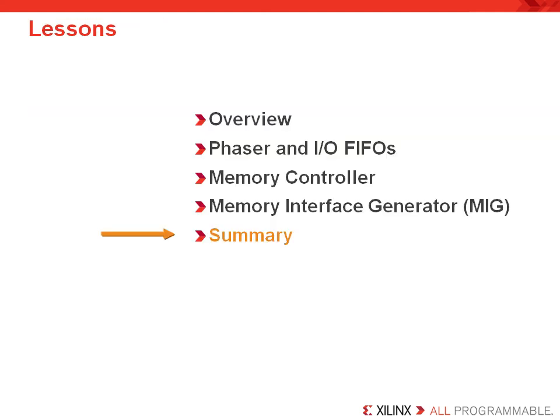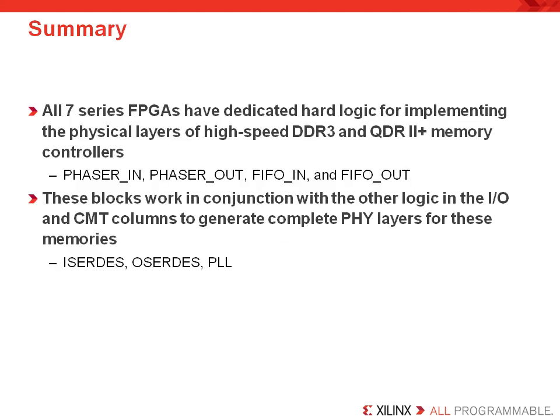Now let's have a short summary before we invite you to check out part 2 about our memory controller features incorporated in the 7 series family. Now all 7 series FPGAs have dedicated hard logic for implementing the physical layers of the high-speed DDR3 and quad data rate 2 plus memory controllers. And this includes the dedicated phaser in, phaser out, FIFO in and FIFO out logic resources. And these blocks work in conjunction with the other logic in the I/O and the clock management tile columns to generate a complete physical layer for these memories. This includes the iSerDes, OSerDes, and the PLL resources that are already part of the FPGA.